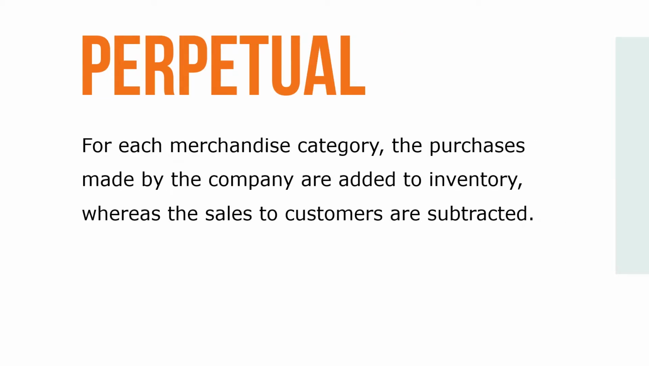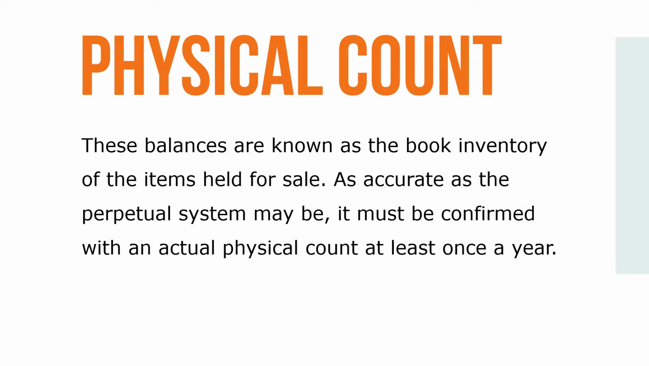Today, most companies use computers to keep track of merchandise inventory on a continuous or perpetual basis. This is known as a perpetual inventory system. For each merchandise category, the purchases made by the company are added to the inventory, whereas the sales to customers are subtracted. These balances are known as the book inventory of the items held for sale.